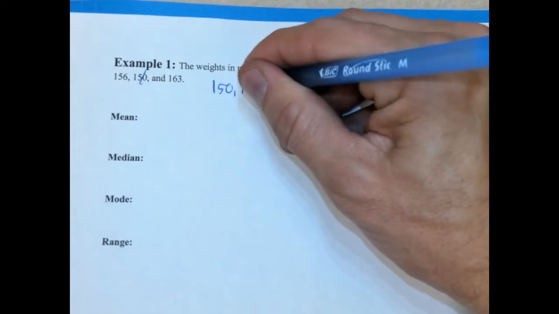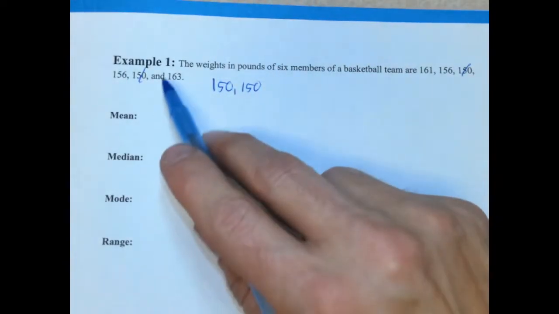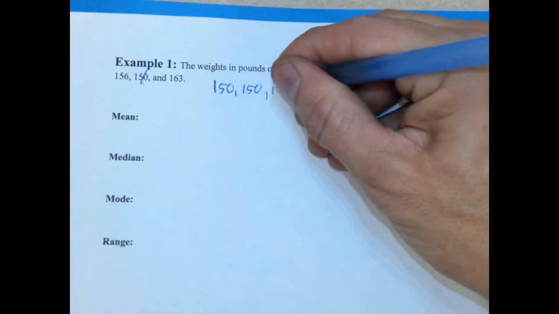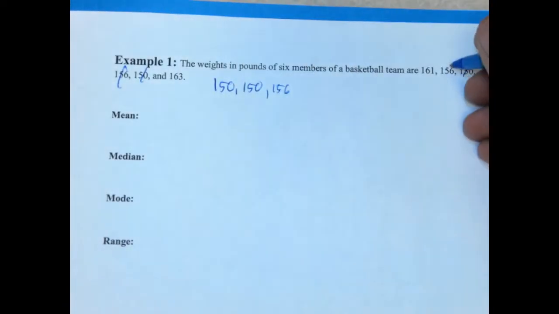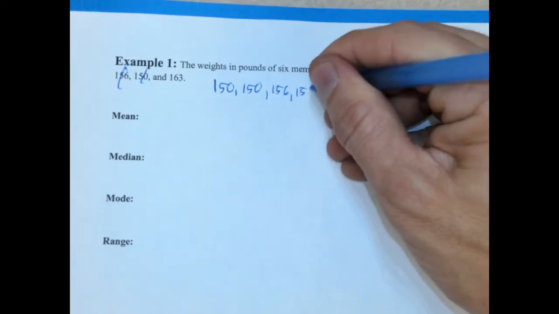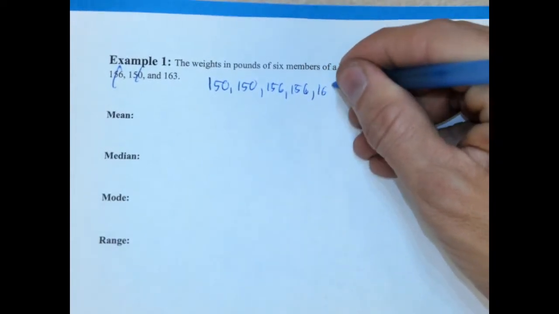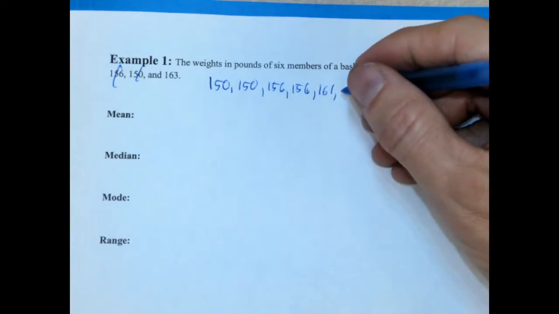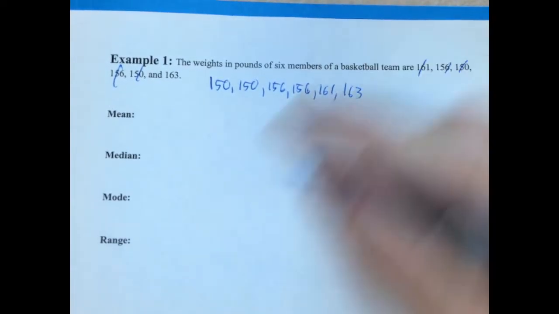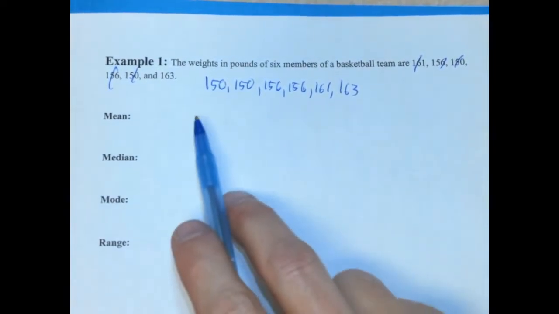And cross them out as you do this, so you don't do it twice. And then we have 156, and that happens twice. And then we have 161, and we have 163.